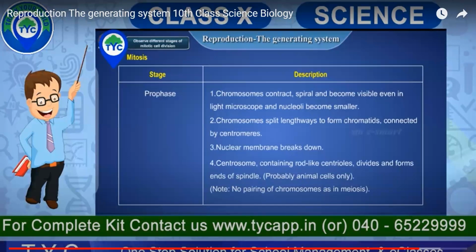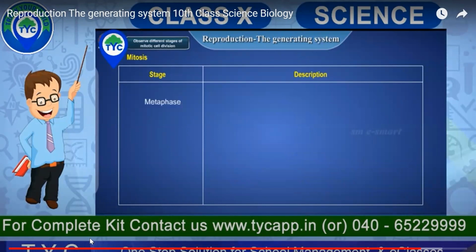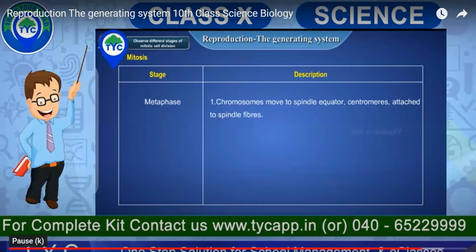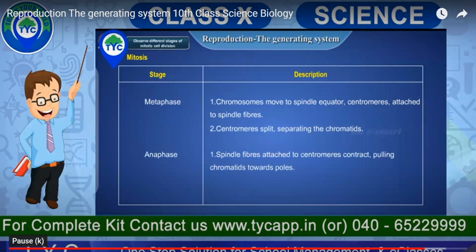And now let us see what happens in the next division, in metaphase. So now you can see that a clear spindle-like structure is formed in metaphase stage. And in that spindle, you see a centromere to which the spindle fibers are attached, and this splits, separating the chromatid. And in anaphase stage, this spindle attached to the centromere contracts, pulling the chromatids towards the pole.